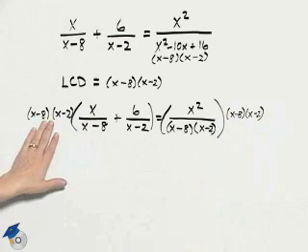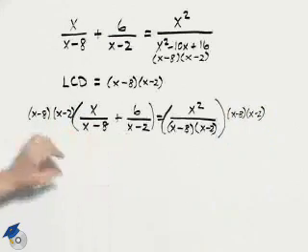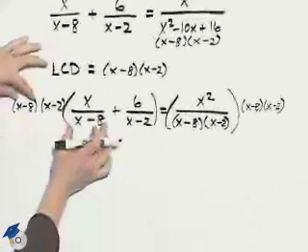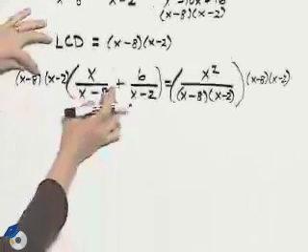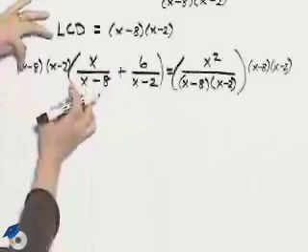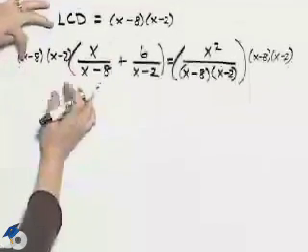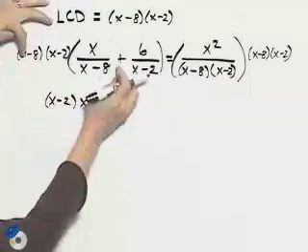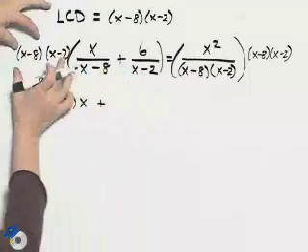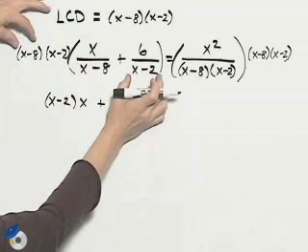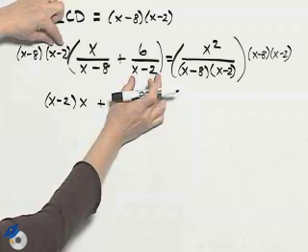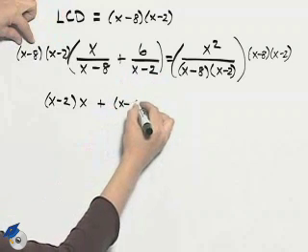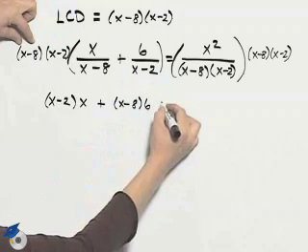Now, I can distribute this through. For the first piece, we notice that we have a common factor of x minus 8. So the x minus 8s will cancel when I multiply. So I'll end up with x minus 2 times x. Now, we'll multiply this times the second piece. We notice that we have a common factor of x minus 2. So we'll have x minus 8 times 6.